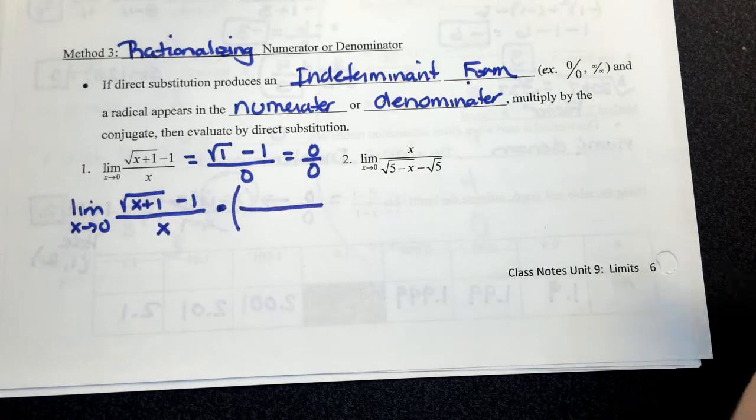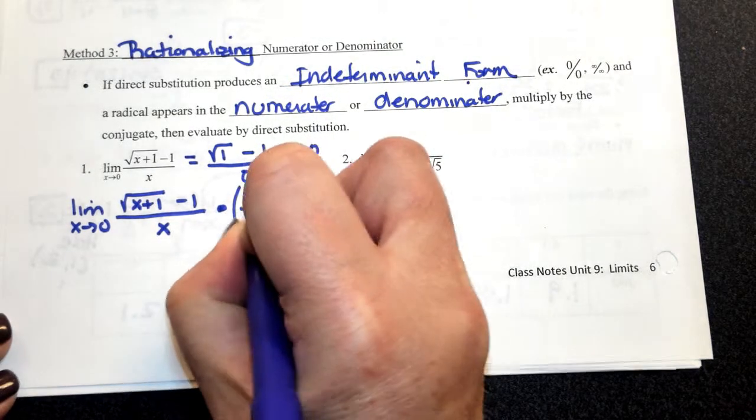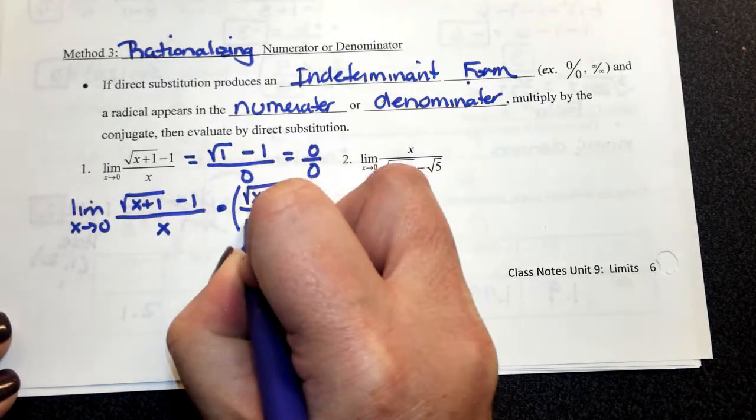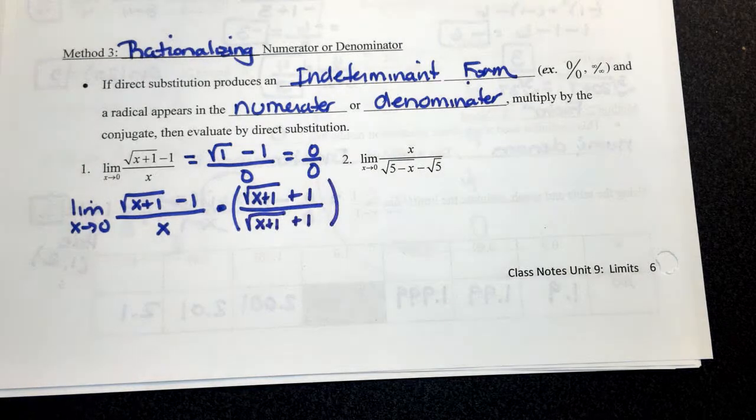Don't forget what a conjugate is. A conjugate is when you have a binomial and you're just going to change the sign separating the two terms. So notice I've got square root of x plus 1. That's one term. You have a 1. That's another term. You don't change the sign that's underneath the radical. You just change the sign that's separating the two terms. So the conjugate of the numerator is simply going to be the square root of x plus 1 plus 1. Remember, you have to multiply the numerator and denominator by the conjugate to keep your fraction in balance.